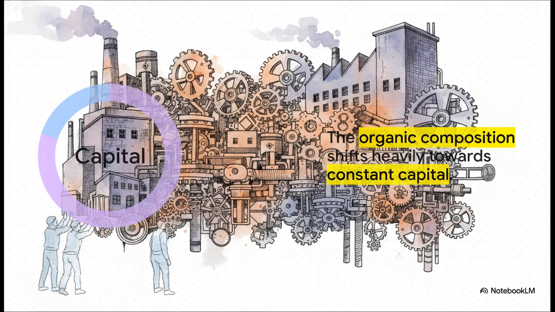Driven by fierce competition and the constant need for greater productivity, the proportion of investment spent on heavy machinery, that constant capital we talked about, absolutely balloons. Consequently, the relative share spent on human wages, the variable capital, starts to shrink. The machine becomes heavier, vastly more mechanized, and increasingly reliant on past, materialized labor rather than living, breathing workers.